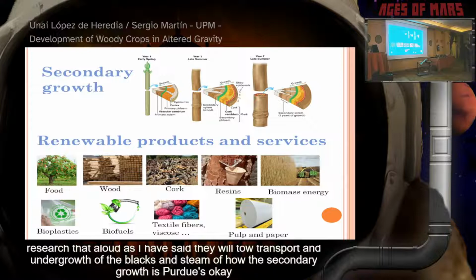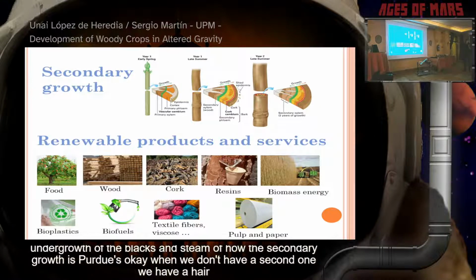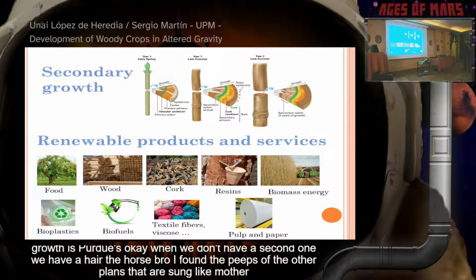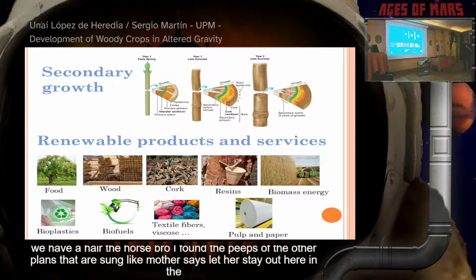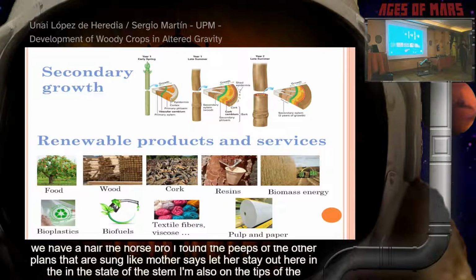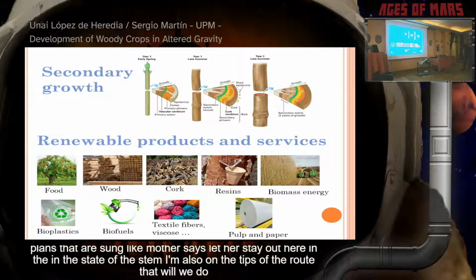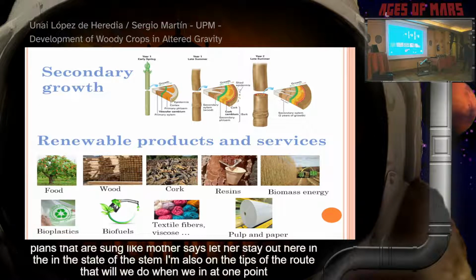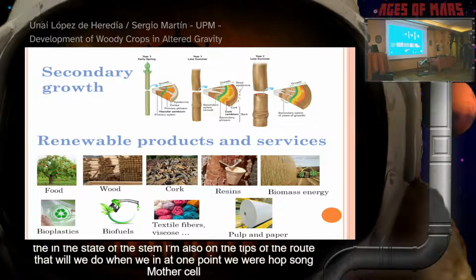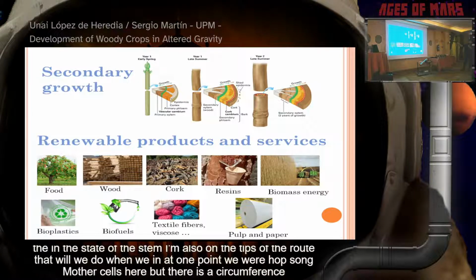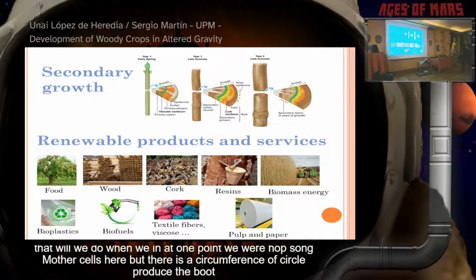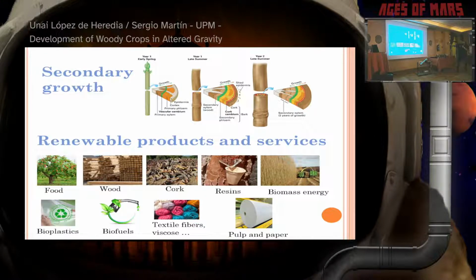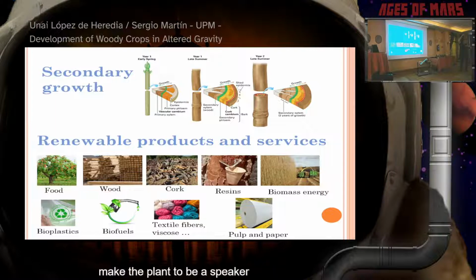Okay, this is a scheme of how this secondary growth is produced. When we don't have secondary growth, when we have a herb, the herbs grow from the tips of the plant. There are some mother cells that are stored here in this tip of the stem and also in the tips of the roots. But when wood is developed in woody plant species, at one point we will have some mother cells here that produce a circumference of cells that will produce the wood inward in the plant. Okay, so this will make the plant thicker, rather than grow in height.